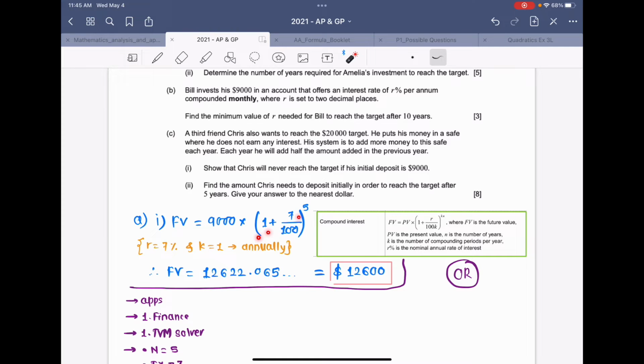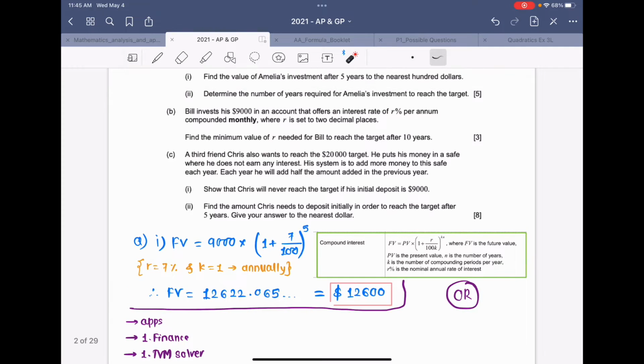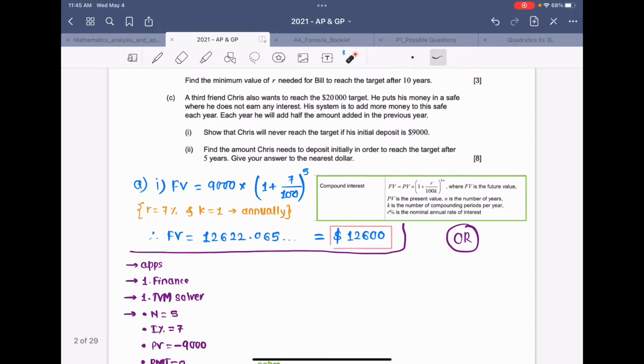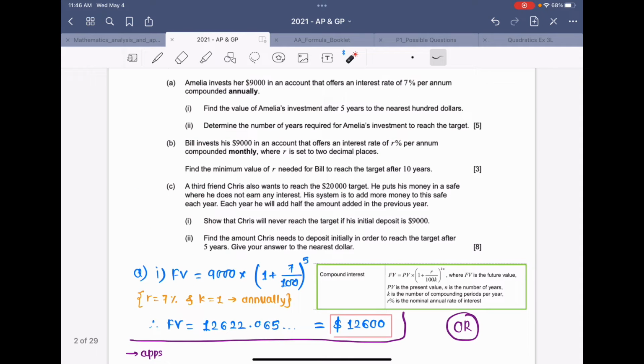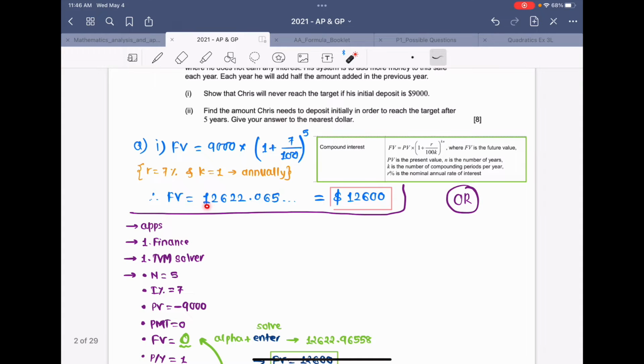Then 1 plus r is given as 7 over 100, and it's annually, so times 1 raised to 5 times 1. So k is equal to 1 and r is 7%. If you type this on a calculator, you will directly get the answer 12622.065. But if you see the question, they want the nearest hundred dollars. So you round this answer: 1, 2, 3 and the rest of the digits are 0. So 12600. After a decimal, we don't count.